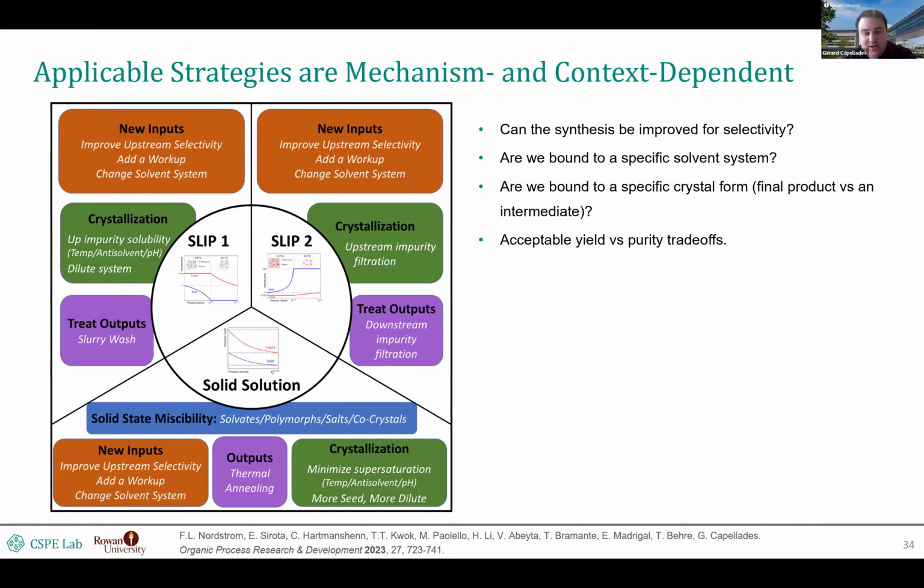And then, of course, the approach that you're going to take from there is going to be, are you bound to a very specific solvent system? Are you bound to a specific crystal form? And how much yield versus purity are you willing to have? Because there's usually a trade-off in there, right?